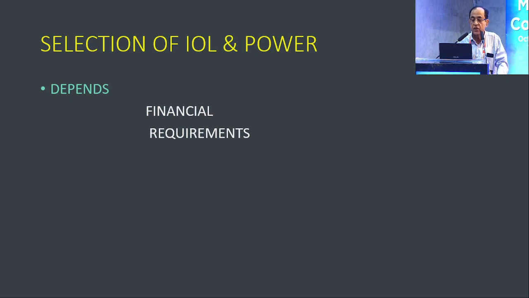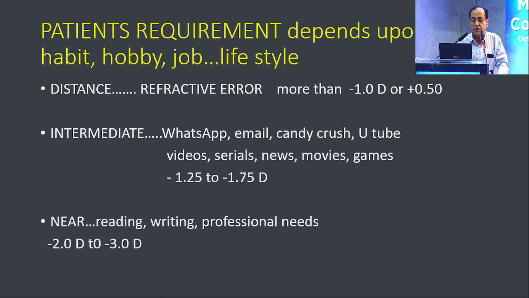Selection of IOL and power depends upon the financial status and the requirement of the patient. Like if the patient wants distance vision, any refractive error more than -1 or more than +0.5, the patient is not going to be happy for distance vision. And for intermediate vision, if he is myopic by -1.25 to -1.75 diopter, that range of vision is available and he is going to be happy. Intermediate vision has become over a period of time more important than actually near vision, because most of the people are onto the mobile.